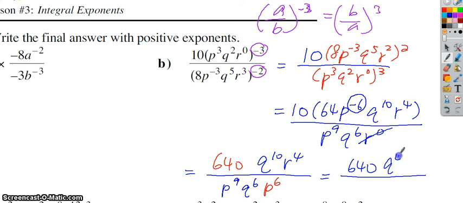There's Q to the 4. The R is on top. They stay on top. There's no reason why it would change. Both P's are in the bottom, so they stay in the bottom. Why would they change? So P to the 9 and P to the 6 together in the bottom is P to the 15. So again, you take it one step at a time. Take care of the bracket. Take care of the negative exponent. Negative exponent means flip. The things that don't have a negative exponent don't flip. So just stick to the rule. Do it one step at a time, and you will get the answer.